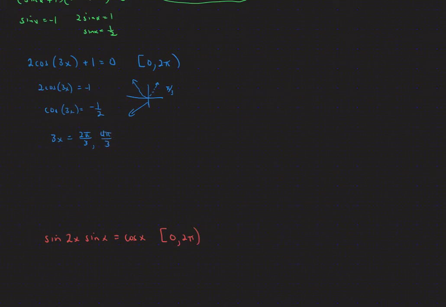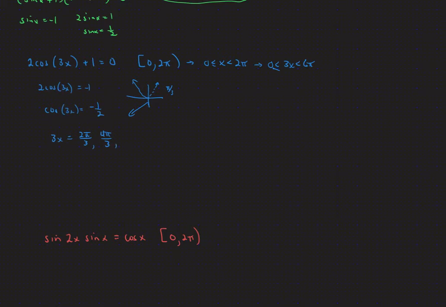But we see we have this 3x, so remember that means x has to be between 0 and 2 pi, but when we multiply through by 3, that means our 3x is going to go all the way to 6 pi, or 3 trips around the circle. So here was our first trip around the circle.